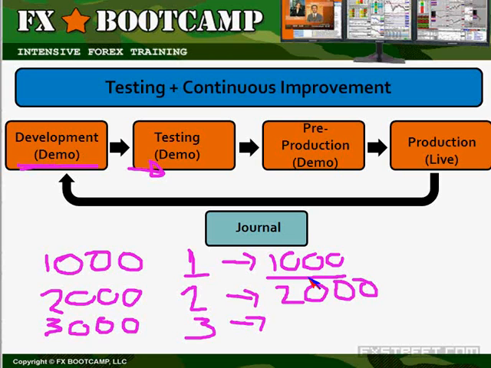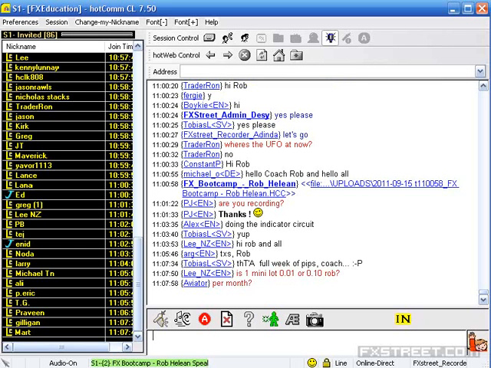And I like 1,000 pips per month on average is my goal. Now, sometimes you don't get it. Some months you don't get it.